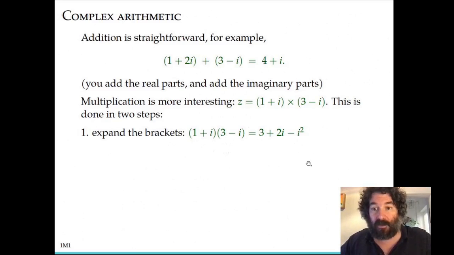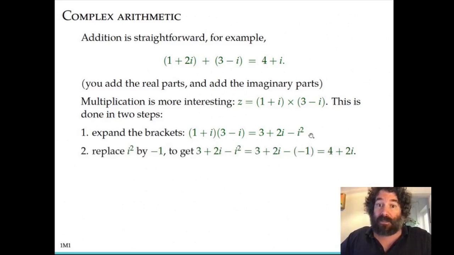So when we use the distributive law to multiply this out, this is what we would get. Then we replace i squared where it appears here by -1. So the i squared here is -1, -1 times -1 is 1, so we get 4 plus 2i.